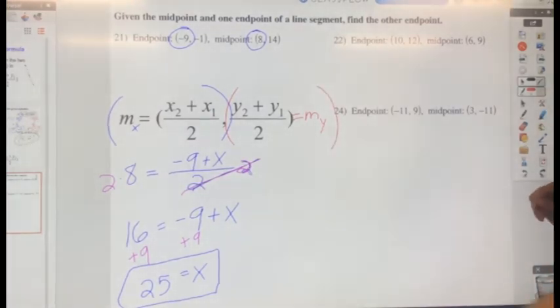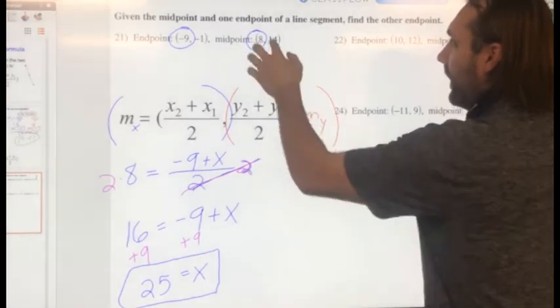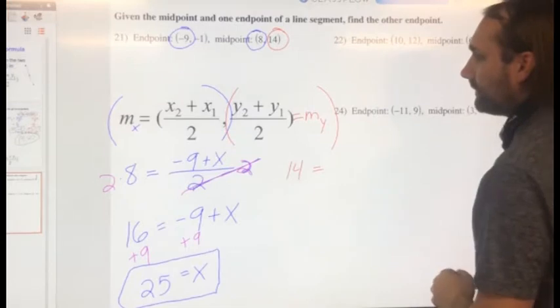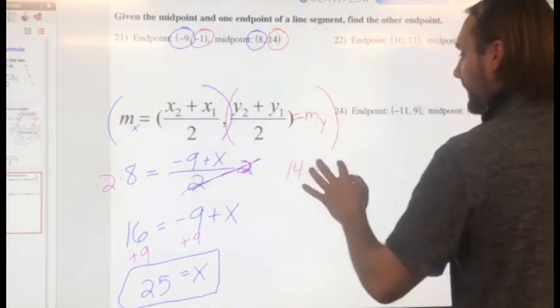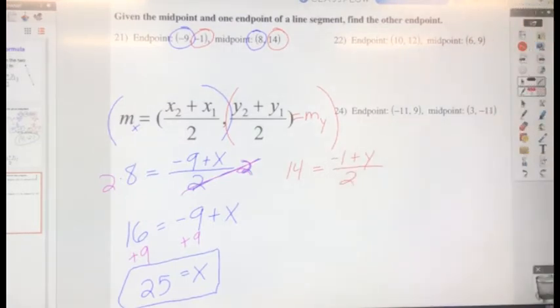So let's do the same thing, but try to find the y. I have my m of y, that is 14. So my midpoint value is 14 for the y. I'm adding my y values, but I only know one of them, and that is a negative 1. So negative 1 plus some y, divided by 2.